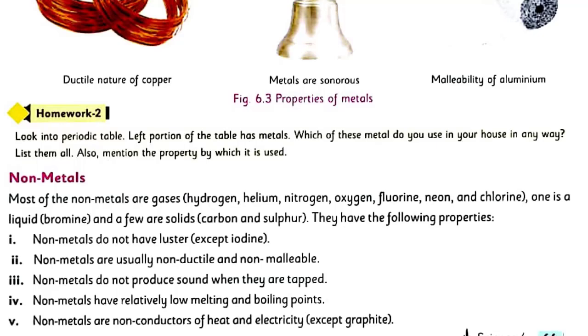Homework 2. Look into the periodic table. The left portion of the table has metals. Which of these metals do you use in your house in any way? List them all. Also, mention the property by which it is used.